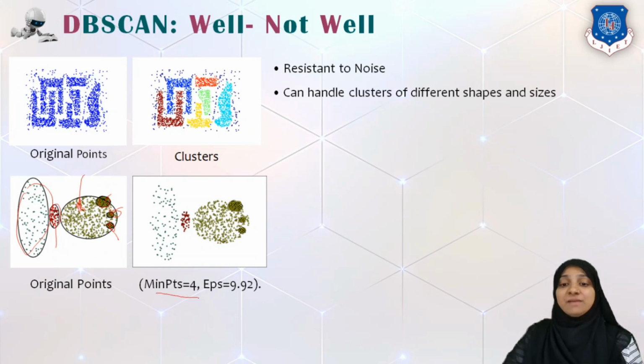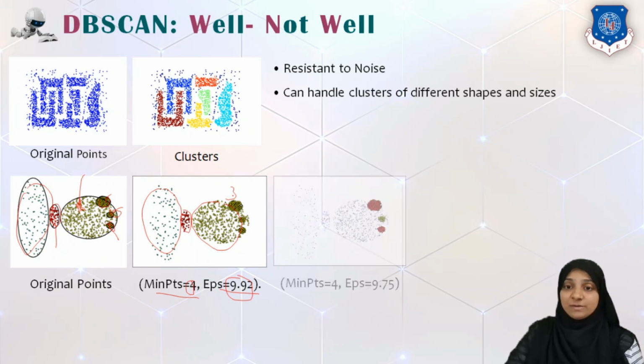It is also very sensitive to its parameters. The two parameters that you give as input are the minimum points and the epsilon value. So if we give minimum points as 4 and an epsilon value as 9.92, you will get the first cluster as this one, the second cluster as this one, and the third cluster as this one. So in this case, our number of clusters will be 3.